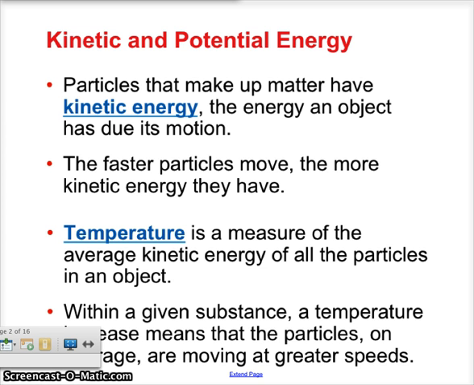Temperature, and this comes from the last chapter, is the measure of average kinetic energy of all the particles in an object. So what we'll see is that some particles move faster than others, some are slower, so we take the average of all of them to get the temperature. So how is temperature related to particle motion? The greater the temperature, the greater the particle motion we'll see. So if we increase the temperature, we're going to increase the particle speed also.